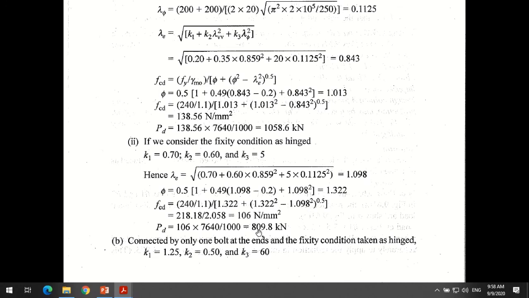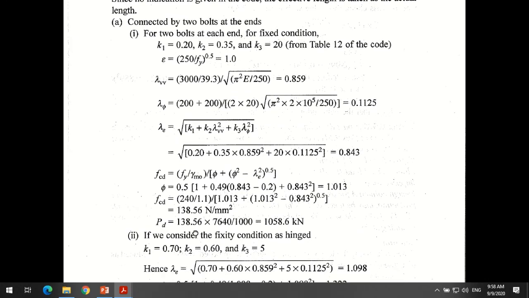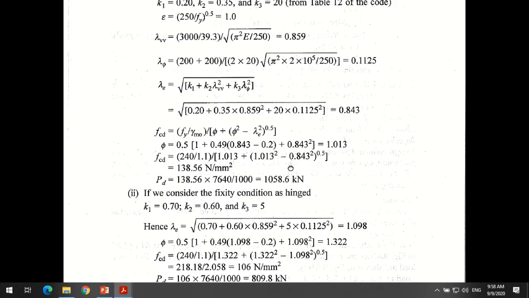In this case, the design strength comes out to be 809.8 kilonewton. Earlier it was 1058.6 kilonewton. This is when the number of bolts is 2 or more than 2. Normally we will assume that we are going to provide at least 2 bolts in our truss connection. We will not take the case of a single bolt. It is feasible to provide 2 or more than 2 bolts.